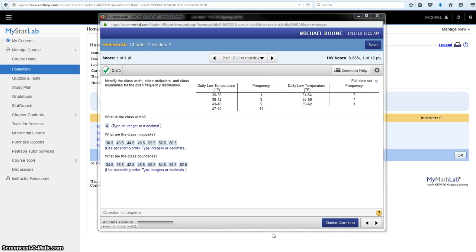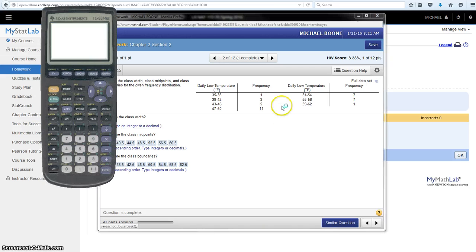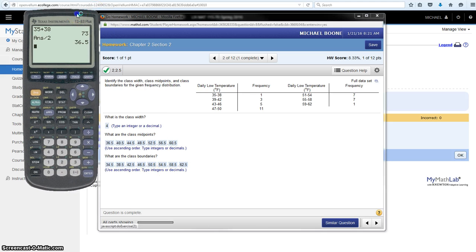I'll bring up my calculator. So if I'm just looking at the average of 35 and 38, so I'm going to take that number, divide it by 2, and that gives me my first class midpoint. From there, I don't have to keep finding the average because I know that the class width is 4, so I'll just add 4 each time to find the midpoint.